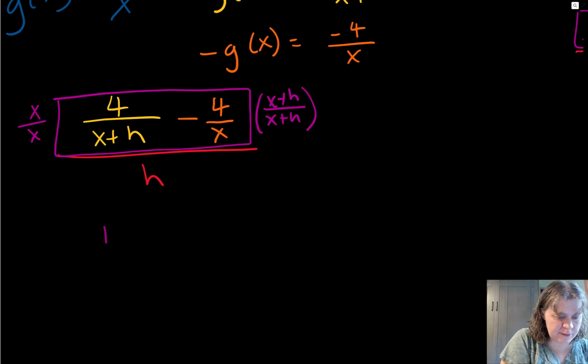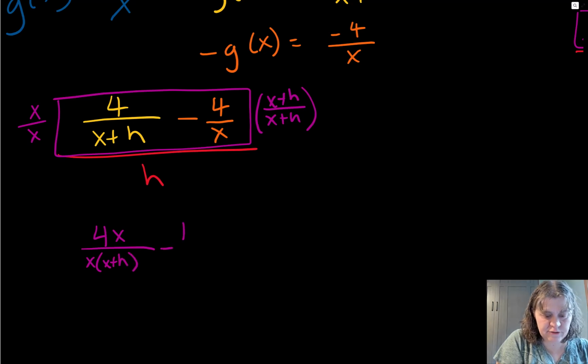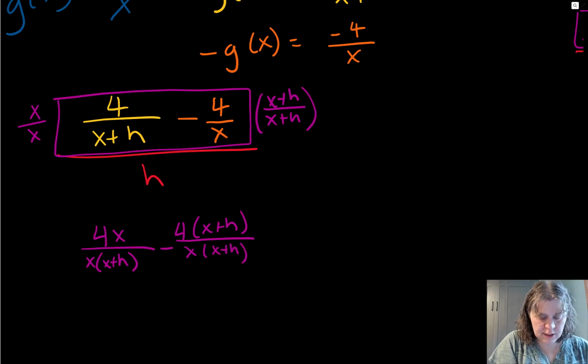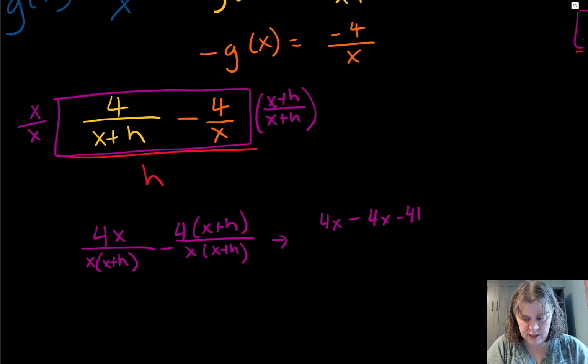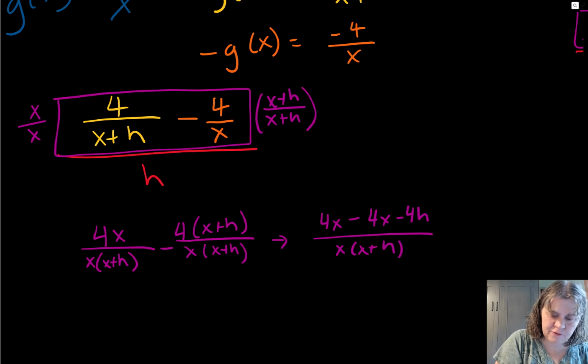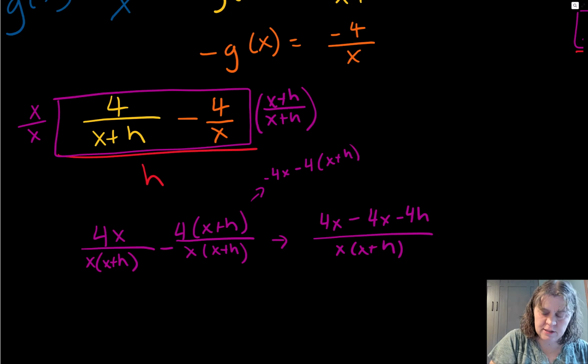So that's going to give me 4x over x times x plus h minus 4 times x plus h over x times x plus h. Continuing on, that gives me 4x minus 4h over x times x plus h. Probably should have done one more step for negative 4x minus 4 times x plus h, just to show that that negative 4 is getting distributed to both of those. So anyway, that's where that whole thing comes from.